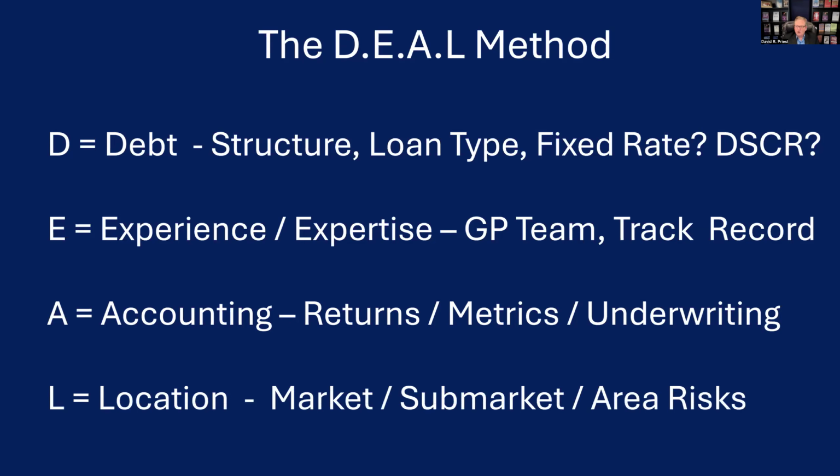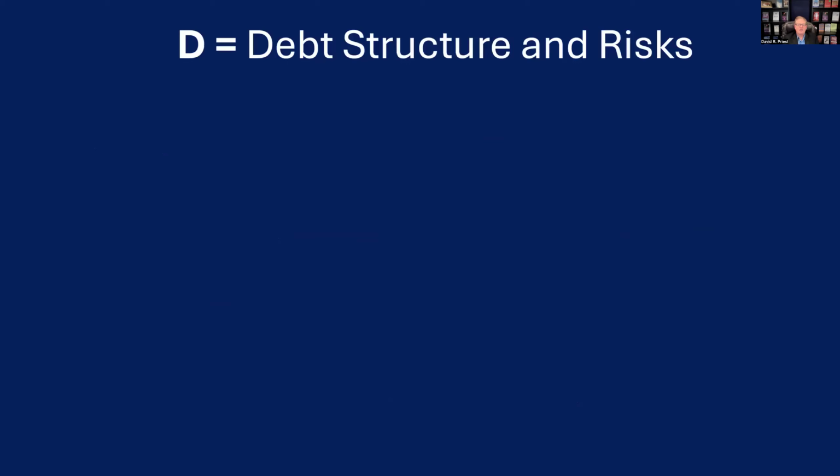And then the L is the location, the market of the property, the submarket, the neighborhood, and what are the area risks. And this is basically all I look at when I'm vetting deals. It's going to be in one of these four categories. So let's talk first about D, which stands for debt, structure, and the risk of the debt.